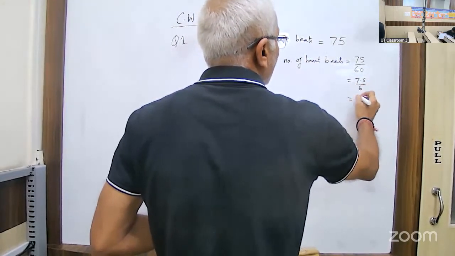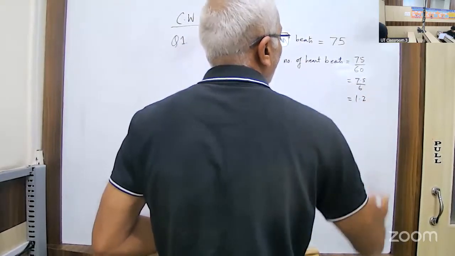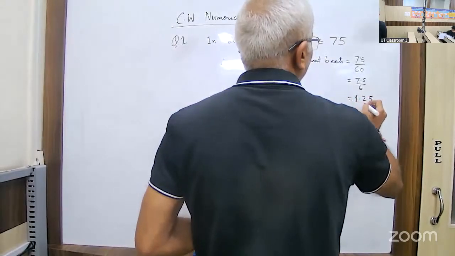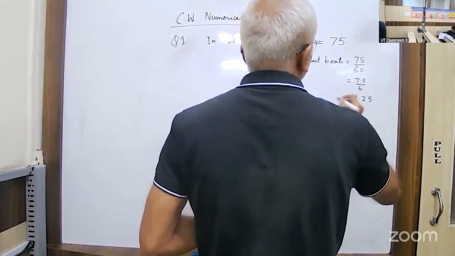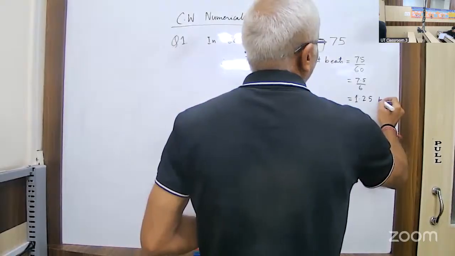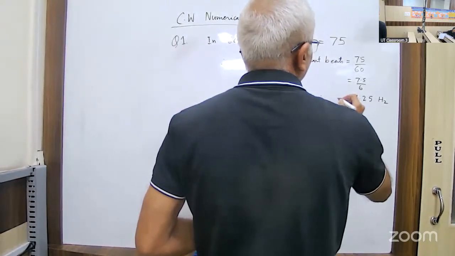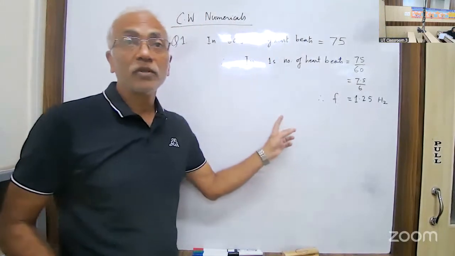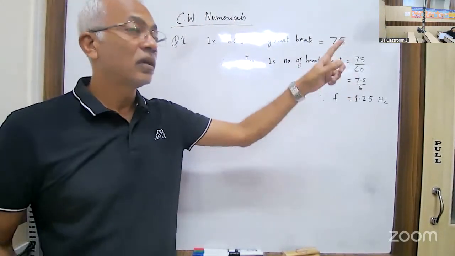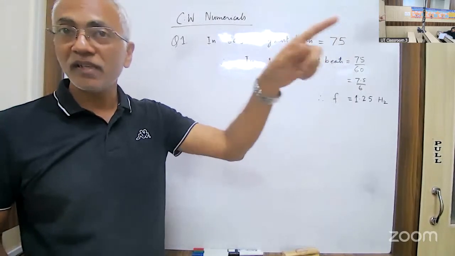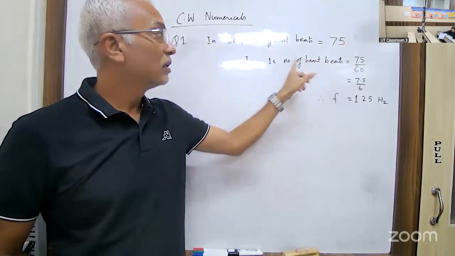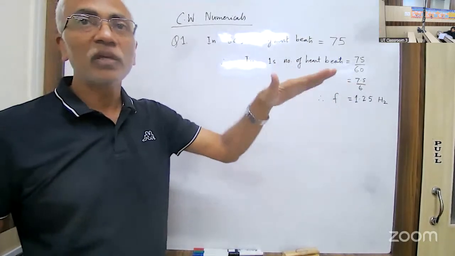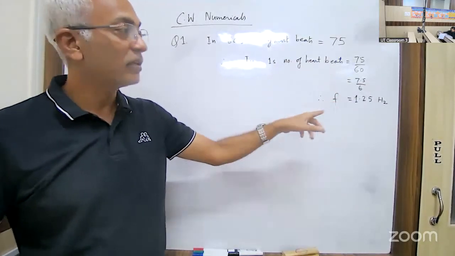How much is this? 6 into 6, 6 to the 12. 1.25. So this is the frequency. Therefore, F is equal to 1.25. Because frequency is number of heartbeats. One heartbeat is one cycle. So number of cycles in 1 second. Okay. So one beat is one cycle. Lub-dub, lub-dub, like that. Okay.